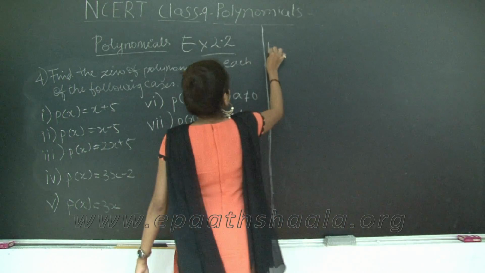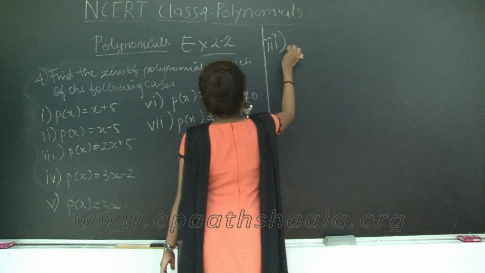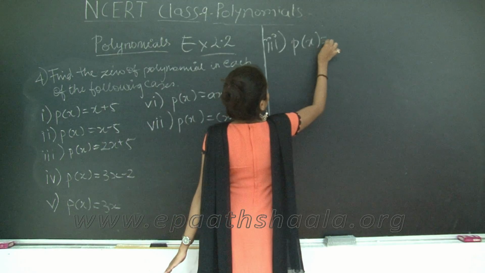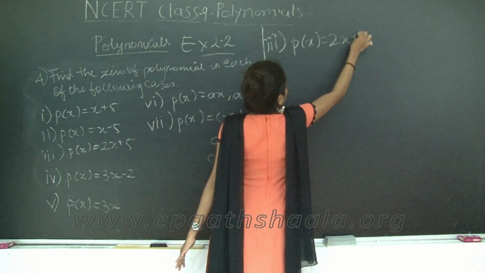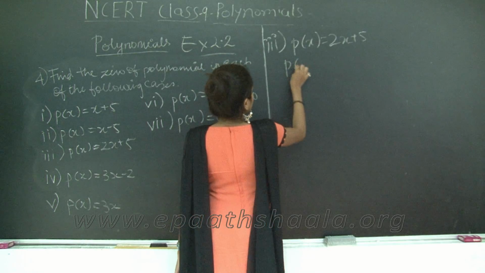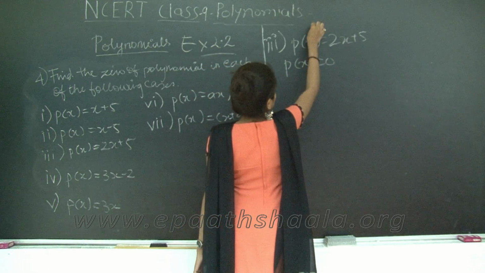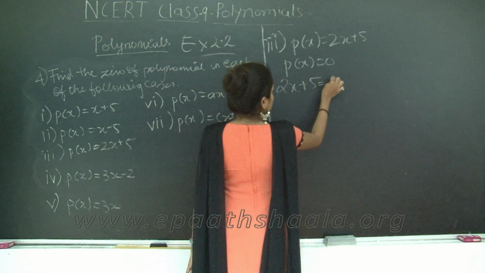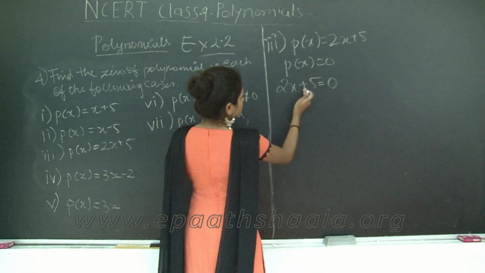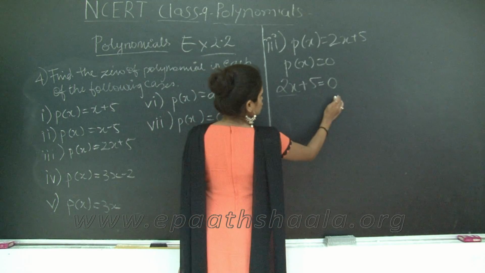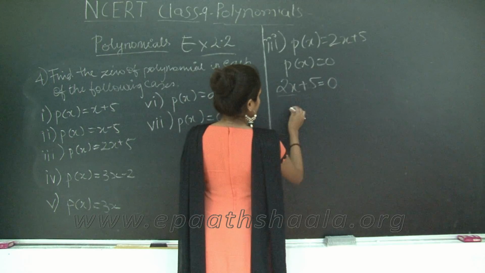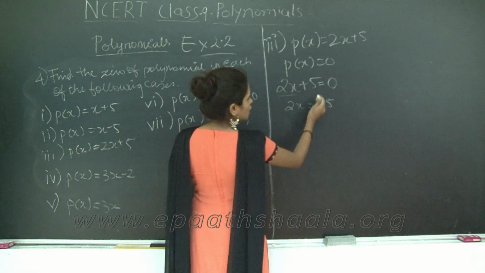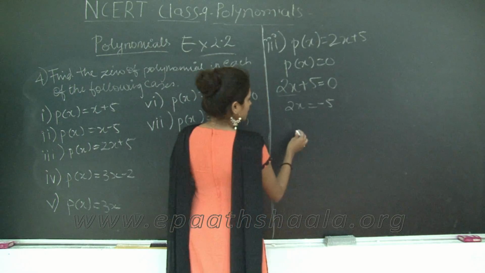Okay, let's proceed with the third sum. p(x) is equal to 2x plus 5. So I am going to say p(x) is equal to 0. Now since p(x) is equal to 0, 2x plus 5 is equal to 0, right? Now this is getting multiplied, so you can't really bring 2 over here. First you have to take 5 to the right hand side, so this becomes 2x is equal to minus 5. Why minus 5? Because 5 is positive here. When it shifts to the right hand side, it becomes negative.